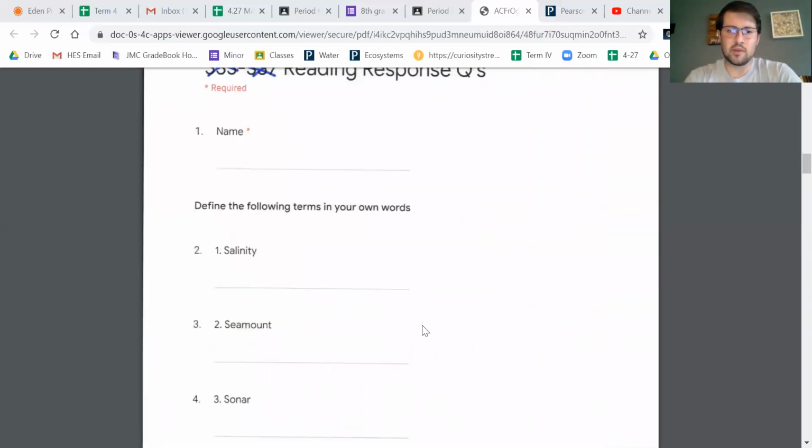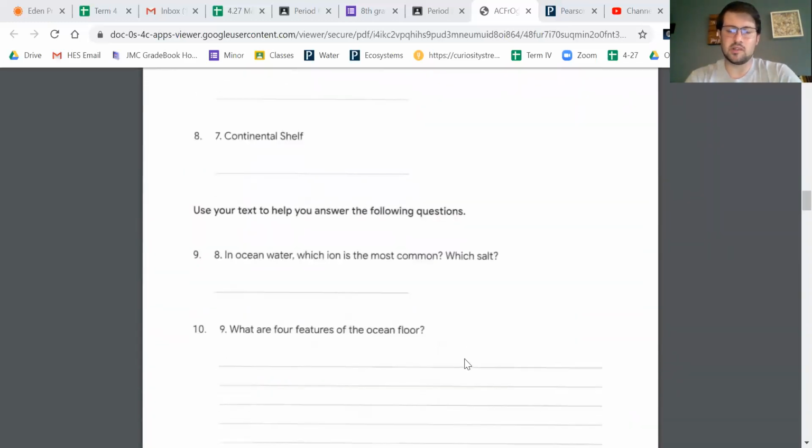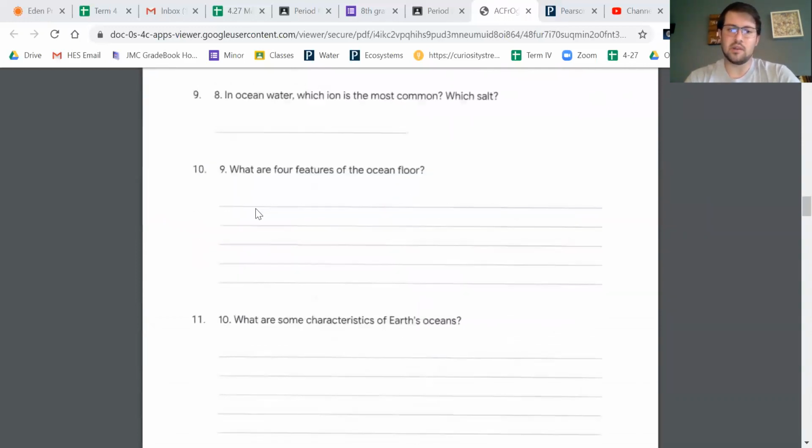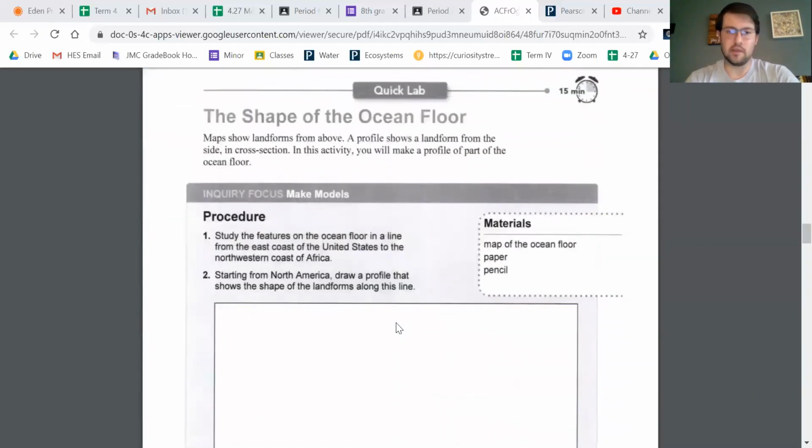Your reading and response questions are all pretty much vocabulary questions, with a couple of questions to go along with your reading. All of these can be found in your book, with specific answers such as, in ocean water, which ion is the most common, which salt. That is directly out of your book. So these questions you can for sure find just by doing your reading.